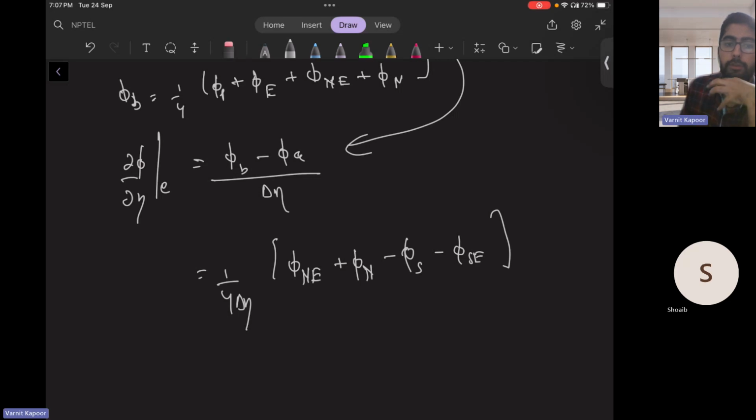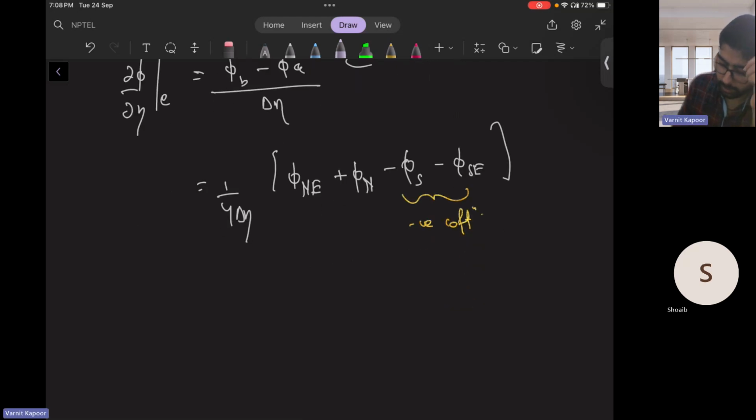So what do you notice in the above equations? Coefficients of phi S and phi of SE are negative. So that will create oscillations and boundedness is not guaranteed. It might give a negative solution. So an increase in these values could lead to a decrease in the values of phi. So that is the influence of secondary gradient. So actually, negative coefficients lead to oscillations. Boundedness not guaranteed.